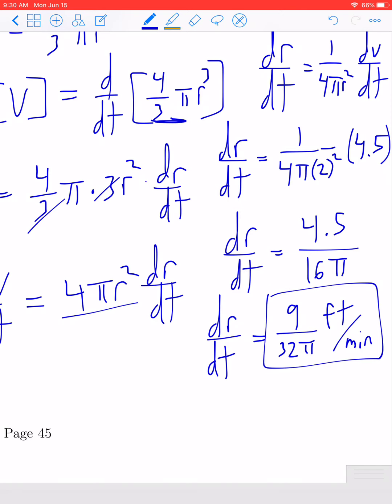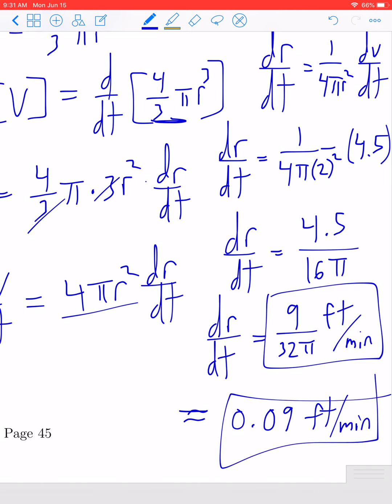If you want an approximation for this, we can give that as well. We would get the following. So dr/dt is approximately equal to 0.09 feet per minute. So this would be the exact answer. This would be the approximate.